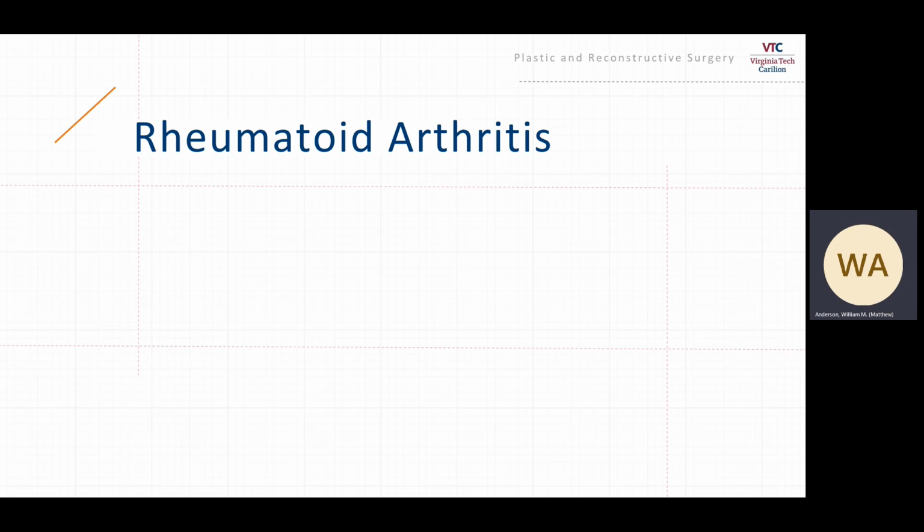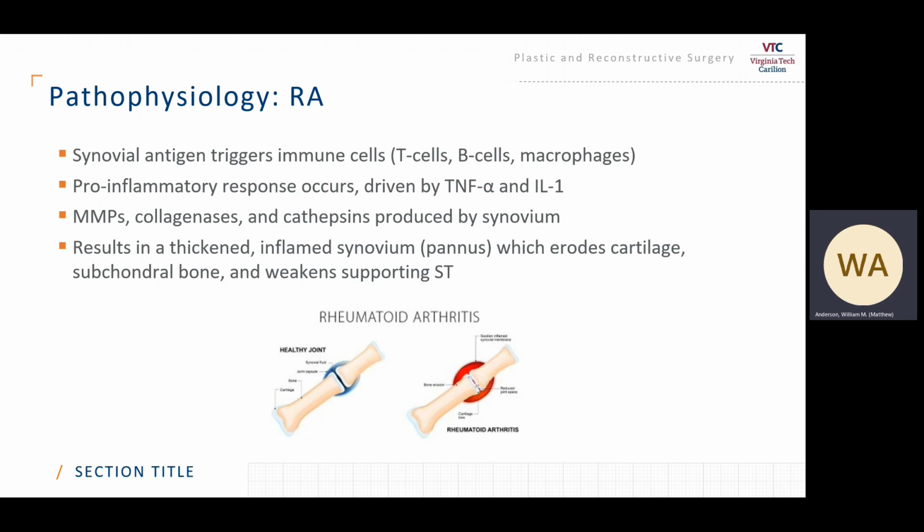So rheumatoid arthritis, the pathophysiology of RA: a synovial antigen is theorized to trigger immune cells. A pro-inflammatory response ensues, primarily driven by TNF-alpha and IL-1. This results in a cascade of MMPs, collagenases, cathepsins that are produced by the synovium. The result is a thickened, inflamed synovium, referred to as a pannus, which subsequently erodes cartilage, subchondral bone, and weakens the supporting soft tissues.